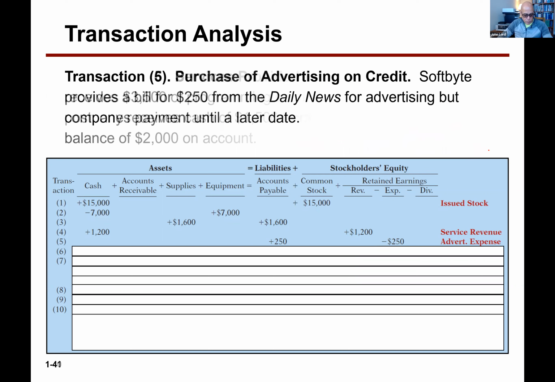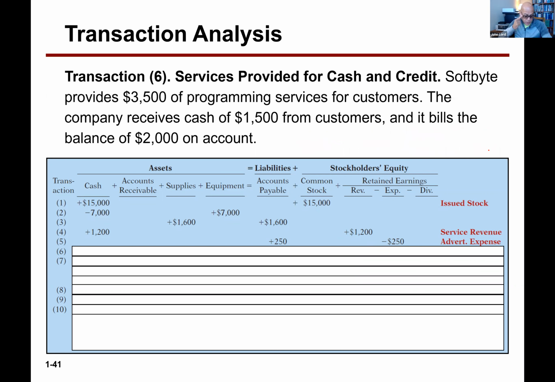Okay, good. You come over and you look at this next one, and now the company provides some service, and we're going to get some cash, but we're also going to offer some credit here. So we do $3,500 worth of programming services. We receive $1,500 up front, and the remaining $2,000 is going to be paid a little bit later. If someone's going to pay you later, do you have future economic benefit?